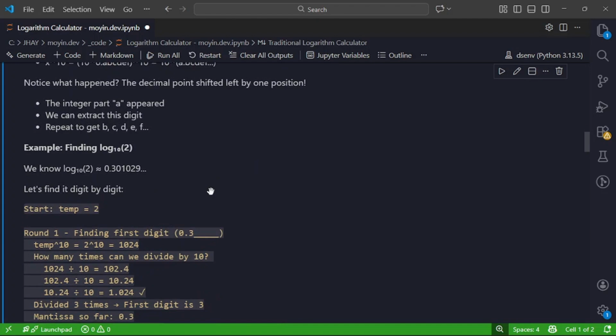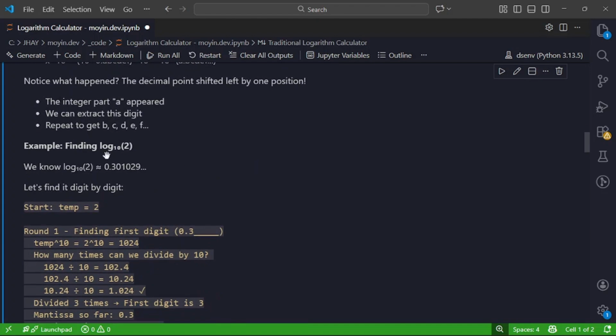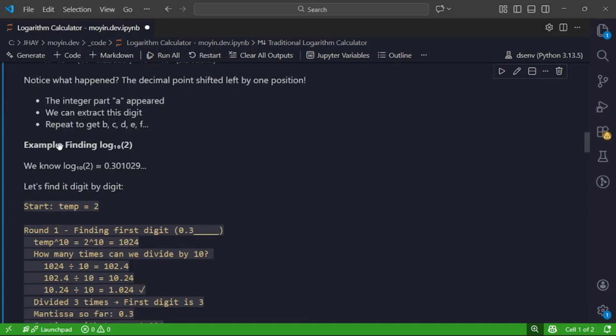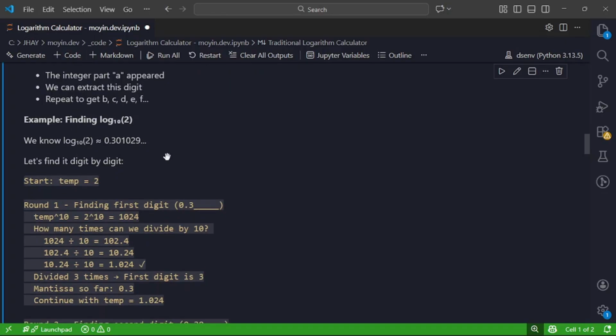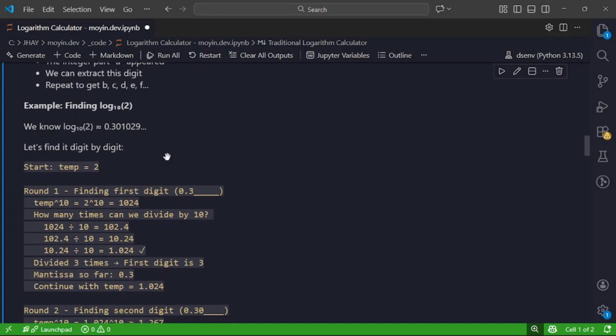Yeah, as we were saying. Now, let's walk through finding the logarithm of 2, log base 10 of 2. We know it's 0.301. It's easy to see, but we want to find it bit by bit. So we start by specifying that the temporary digit is 2. Why we are using a variable temp here is because we want to keep a copy of the original digit, so we just want to initialize a different variable. Let's just call that temp. It's temporary.